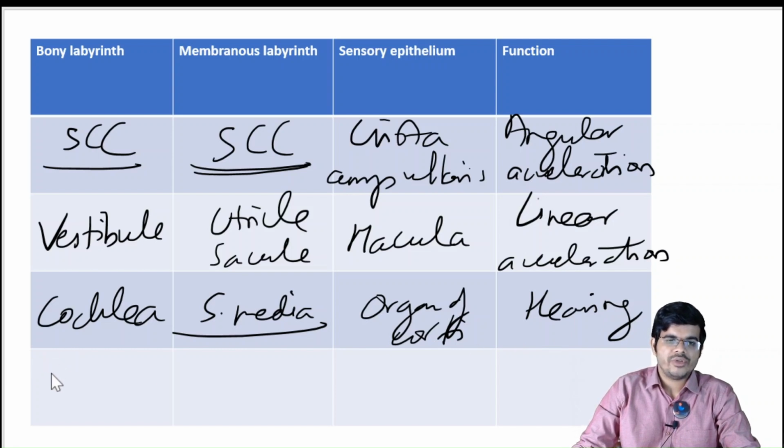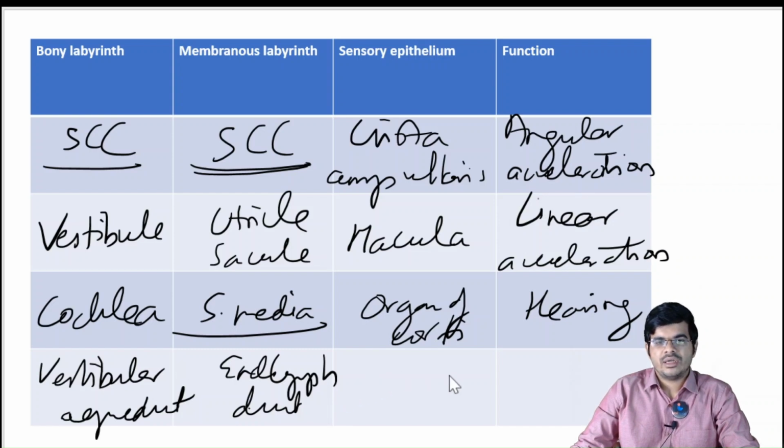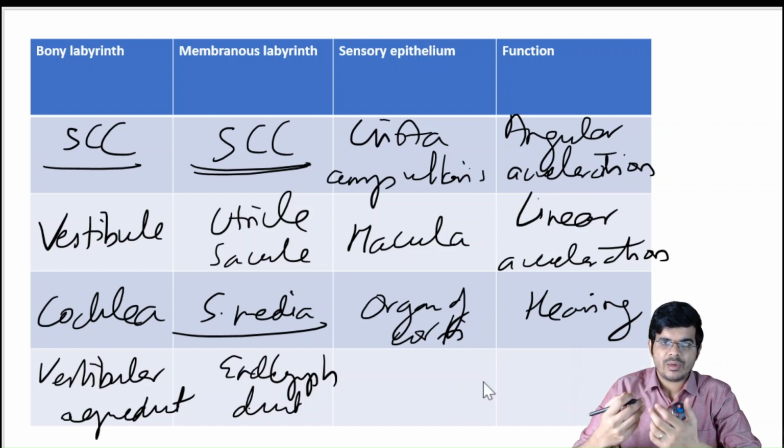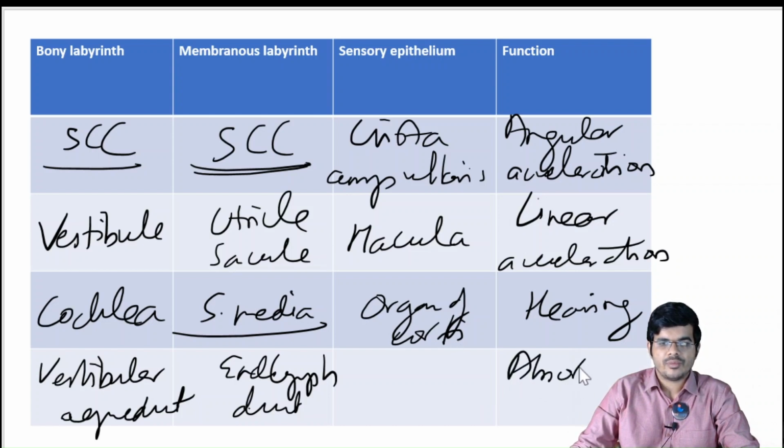And you have the vestibular aqueduct. It forms a covering over the endolymphatic sac and duct. It has no sensory epithelium. The main function is absorption. It has an epithelium, but its function is absorption. There is no function of hearing or equilibrium. It absorbs the endolymph.